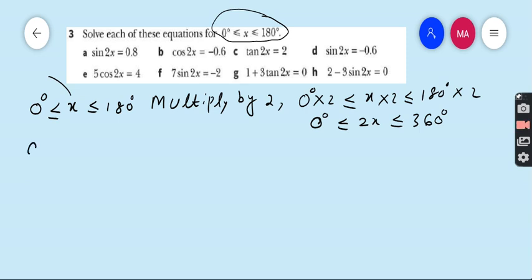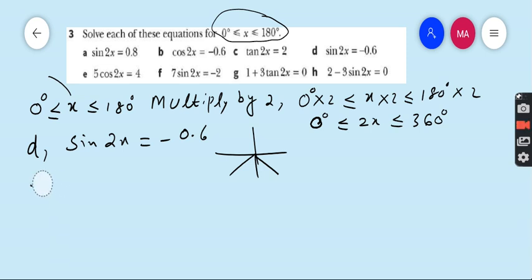Come to part D. Sine 2x is equals to minus 0.6. You know, sine is negative in third and in fourth quadrant. So first angle must be greater than 180 and less than 270, and the second angle should be greater than 270 and less than 360.